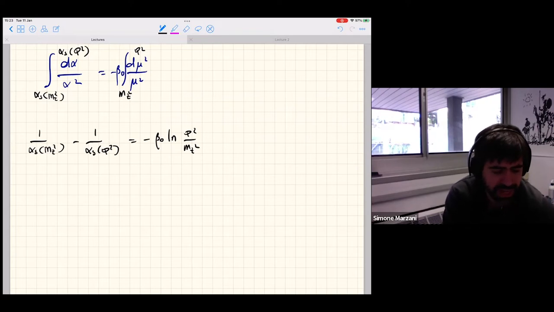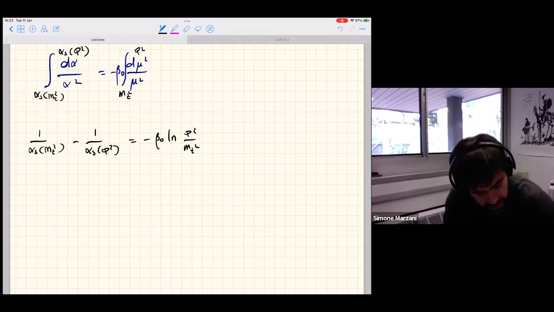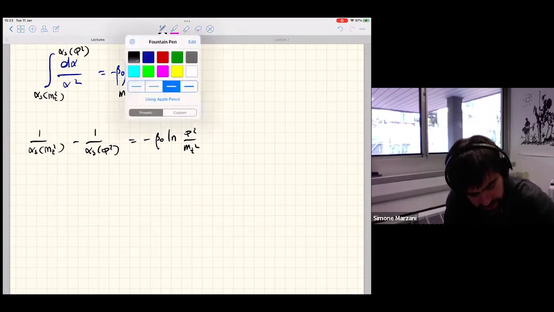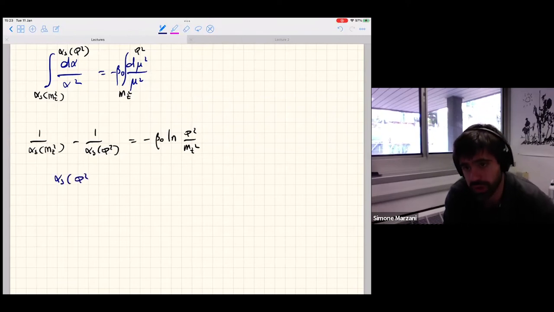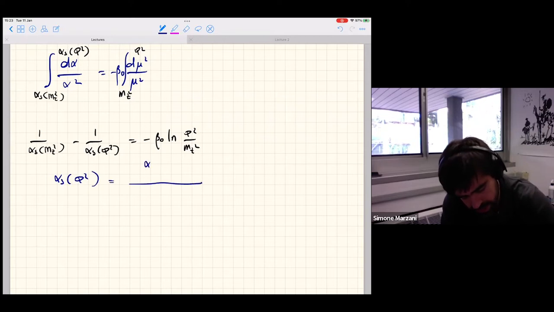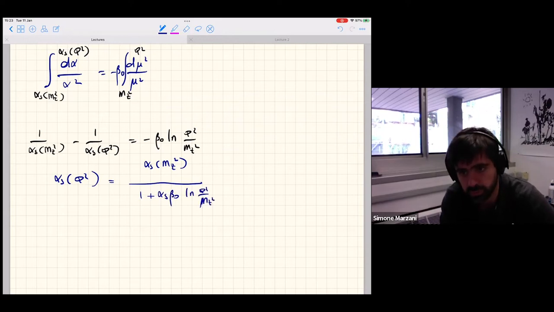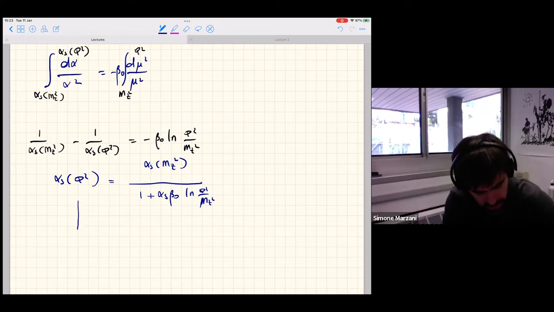The reason why we pick mZ is an arbitrary convention. Let it run from the Z pole, and so usually we give the values of alpha s at that point. So that's an arbitrary but very common choice. Now we can solve this and write alpha s at the scale Q squared you want: alpha s at the reference scale, say mZ, over 1 plus alpha s at mZ beta naught log Q squared over mZ squared.